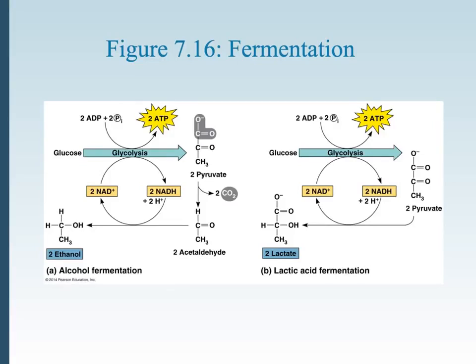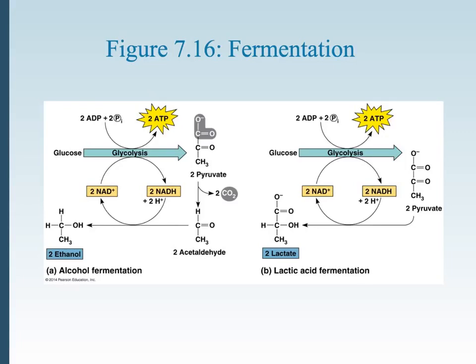So you can always go through glycolysis in the absence of oxygen and produce 2 ATP in the form of substrate level phosphorylation. This is not very efficient because 2 ATP is not much. However, if you're in a pinch, this will do the job very nicely.